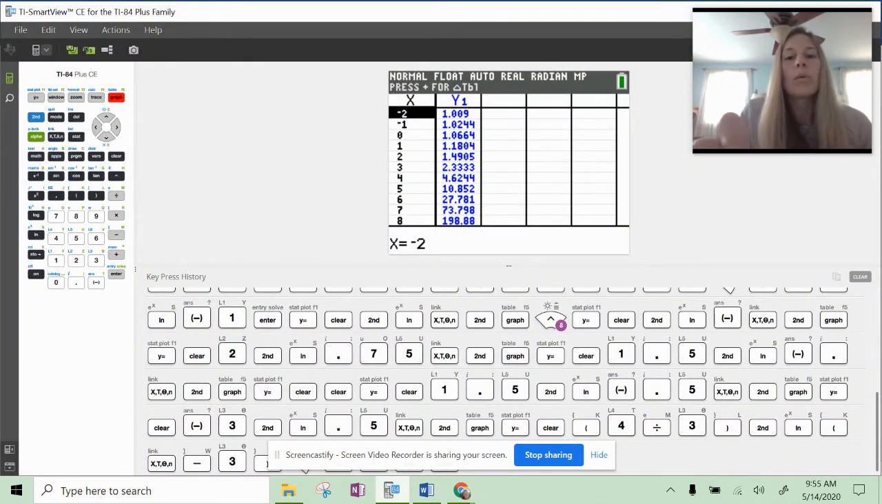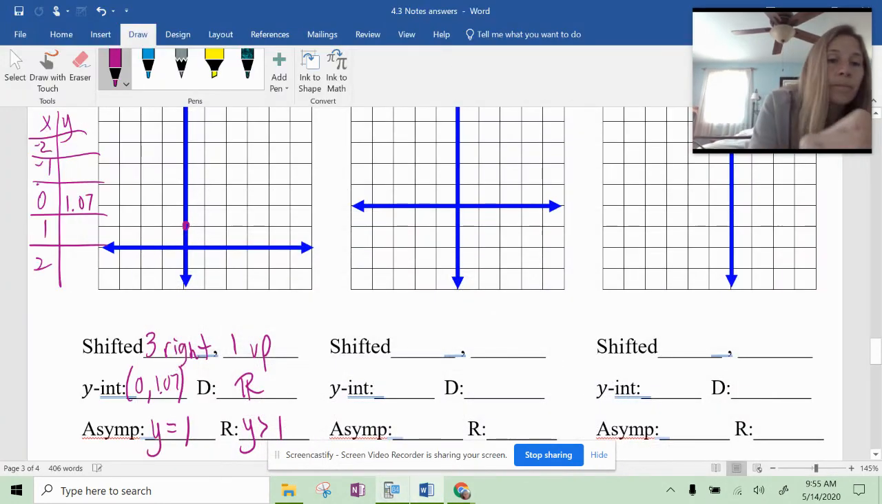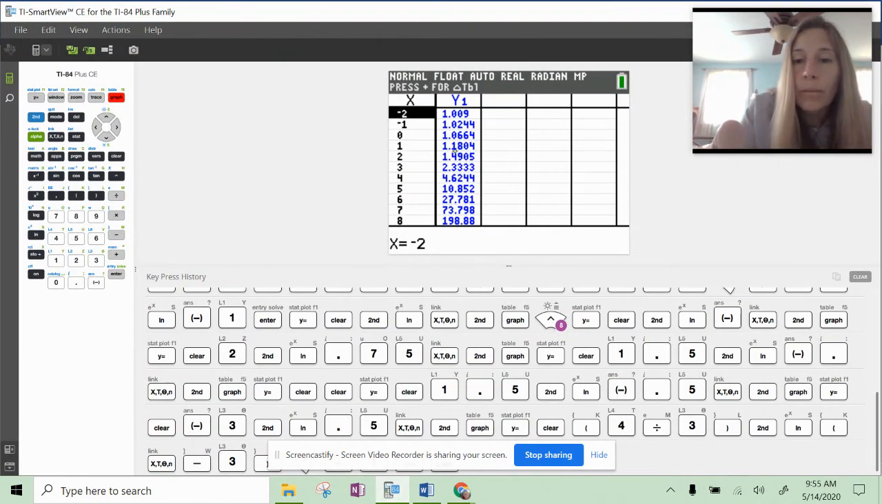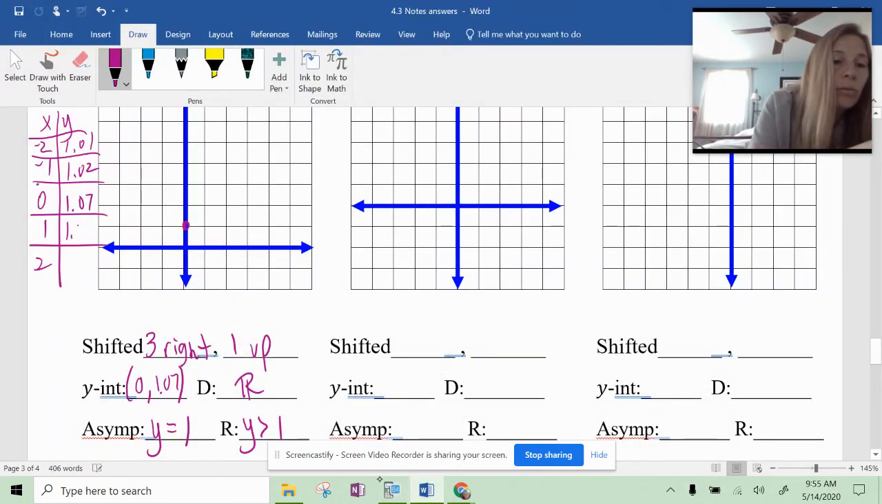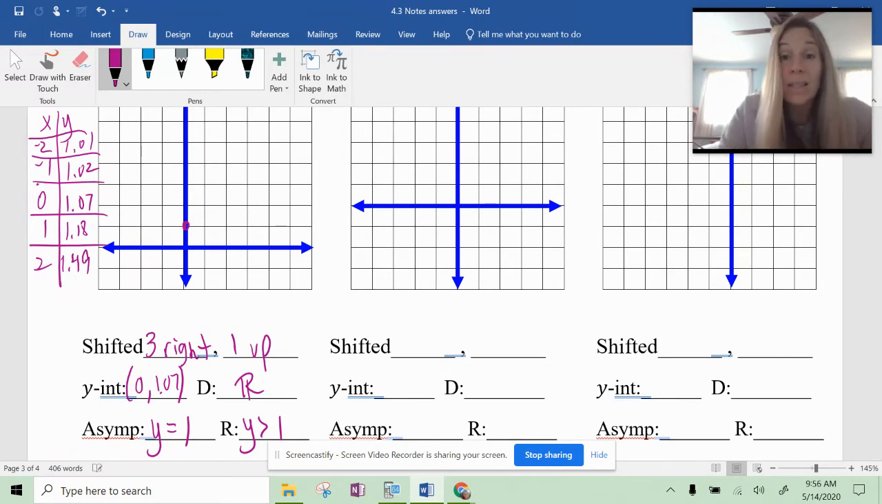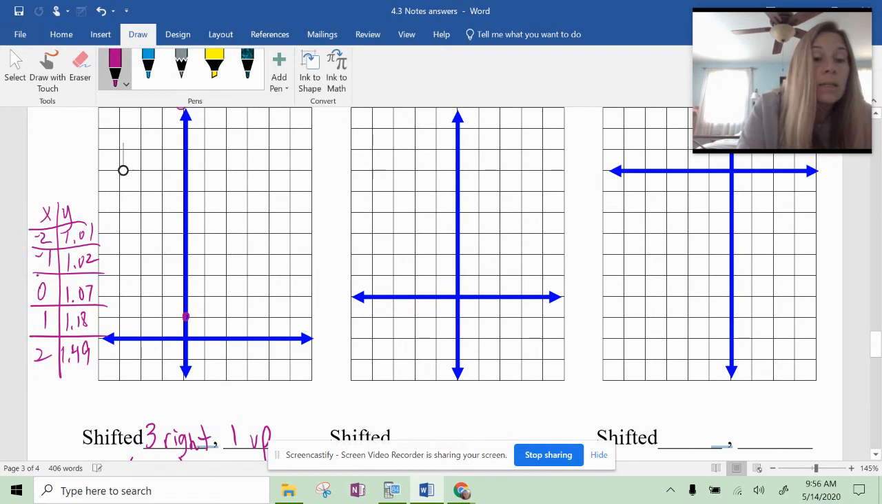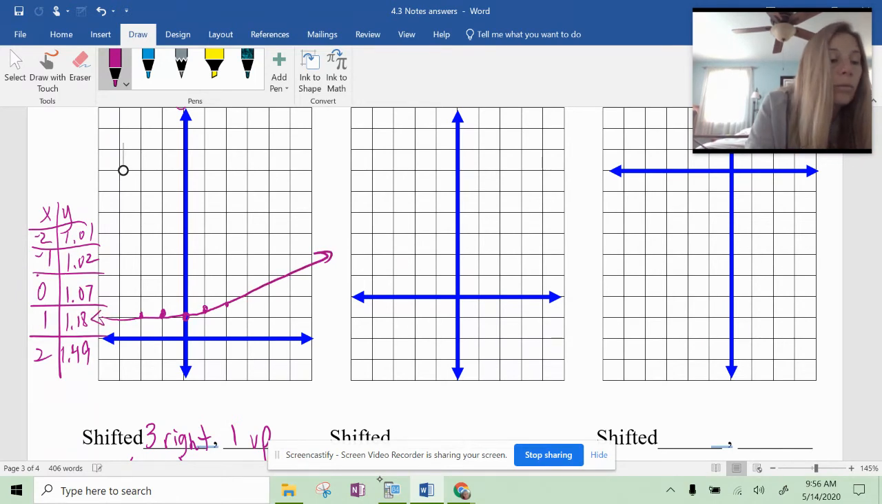Okay, so then my other numbers were 1.01, 1.02, and then 1.18 and 1.49. Now you'll notice nothing went lower than 1, and that makes sense because our asymptote is y equals 1. So when I go to plot these, -2 and 1.01, then we got 1.02, then 1.07, then it goes 1.18, then 1.49. So it's very hard to even estimate those, but it would kind of go like that.